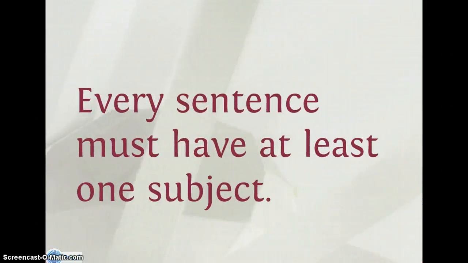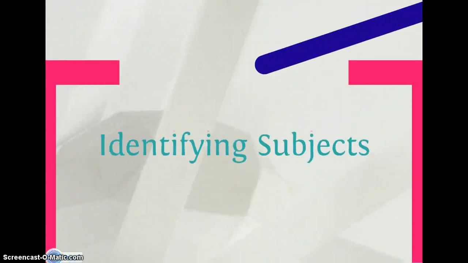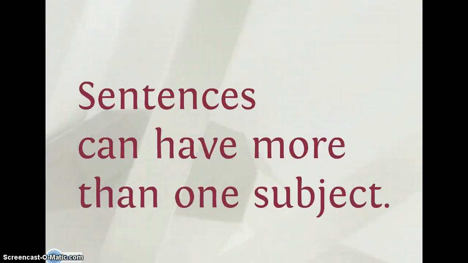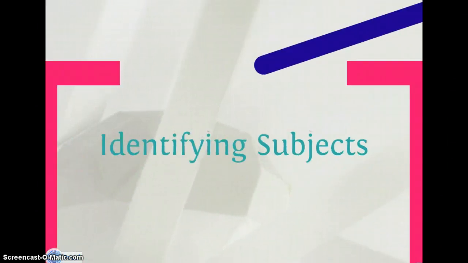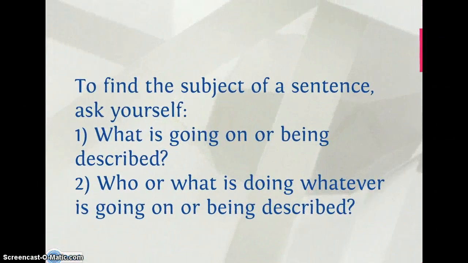Every sentence must have a subject, at least one of them. Many sentences have multiple subjects, which means that you need commas to distinguish between those clauses. Sentences can have more than one subject. That's when you have FANBOYS or subordinate conjunctions separating those subjects. To find the subject of a sentence, you need to ask what's going on or being described, who or what is doing whatever is going to be described. So it's the who or the what.